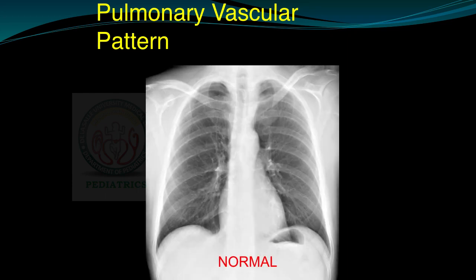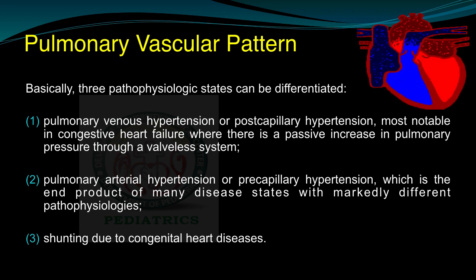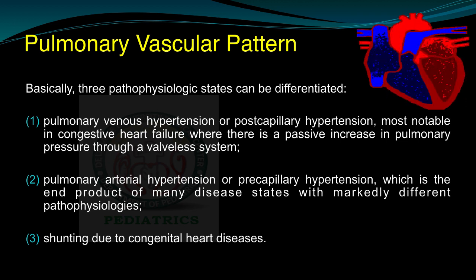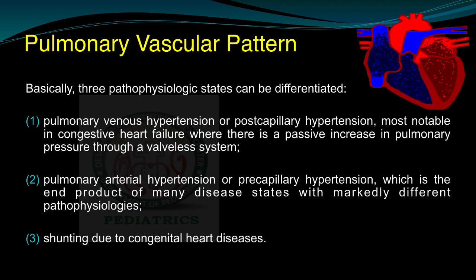Now, basically there are three pathophysiologic states that can be differentiated. First is your pulmonary venous hypertension or post-capillary hypertension, which is most notable in congestive heart failure, where there is a passive increase in pulmonary pressure through a valveless system. Second is the pulmonary arterial hypertension or the precapillary hypertension, which is the end product of many disease states with markedly different pathophysiologies. And the third is shunting due to congenital heart disease, which could be left to right shunting or right to left shunting.